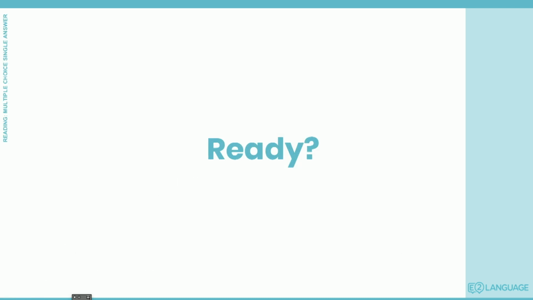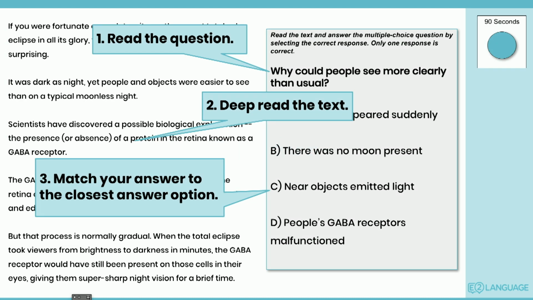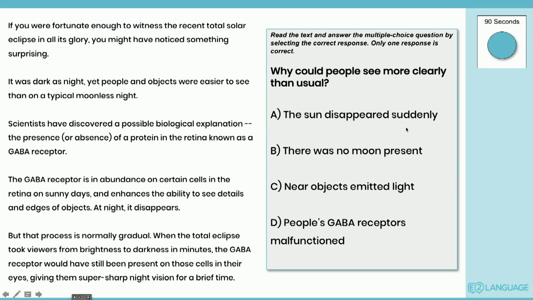Let's do one final one here. We're going to follow the method, 3 steps. Remember this on test day. Read the question carefully. Deep read the text. Find the answer to the question yourself. So why could people see more clearly than usual? What's the answer? And then 3, match your answer to the closest answer option.